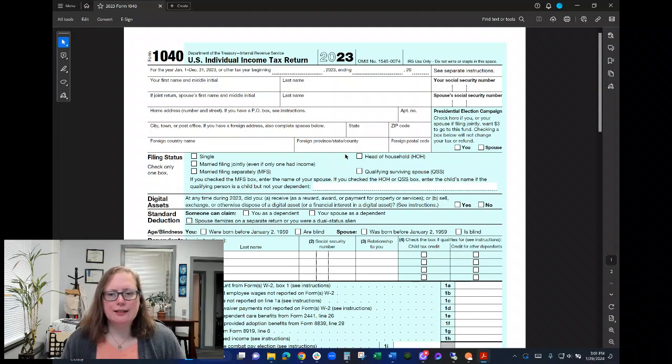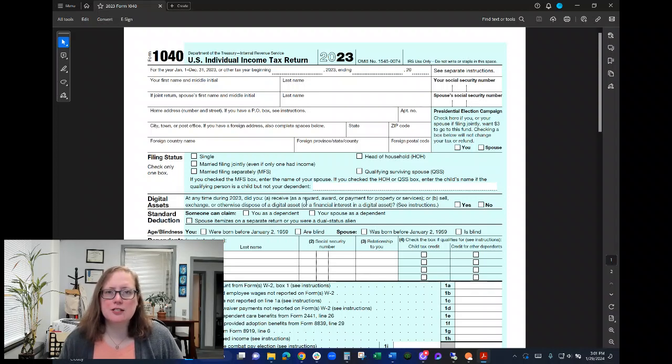So that's filing status. It's also important to note that if you are still being claimed as a dependent on your parents' return or on someone else's return, there is a checkbox to mark that you are a dependent. It doesn't ding you in most cases on your tax return these days, but it is important to not cause an issue for your parents' return.